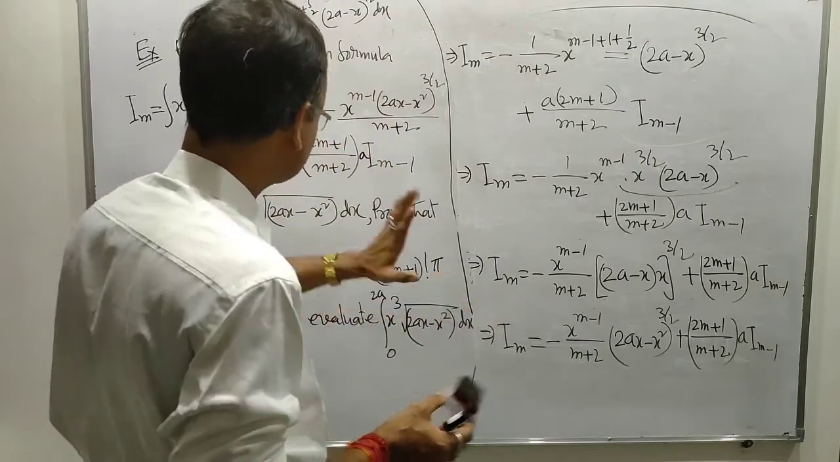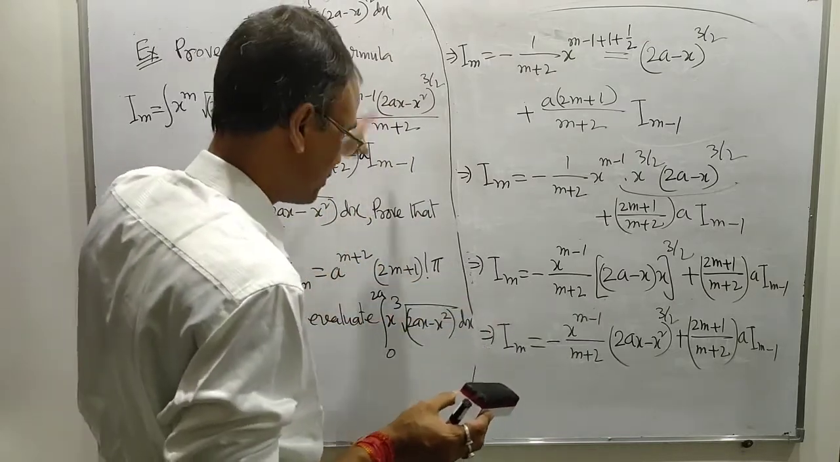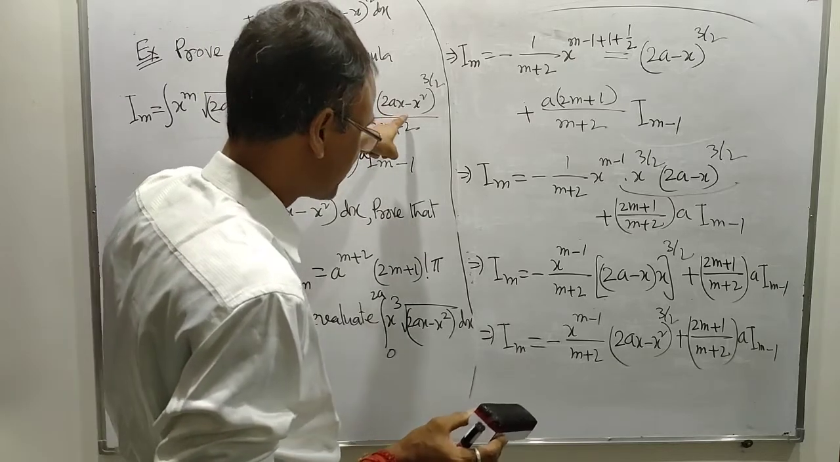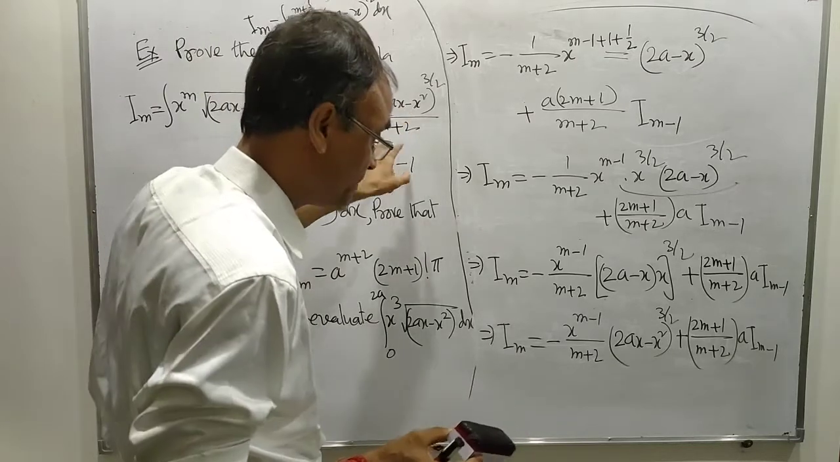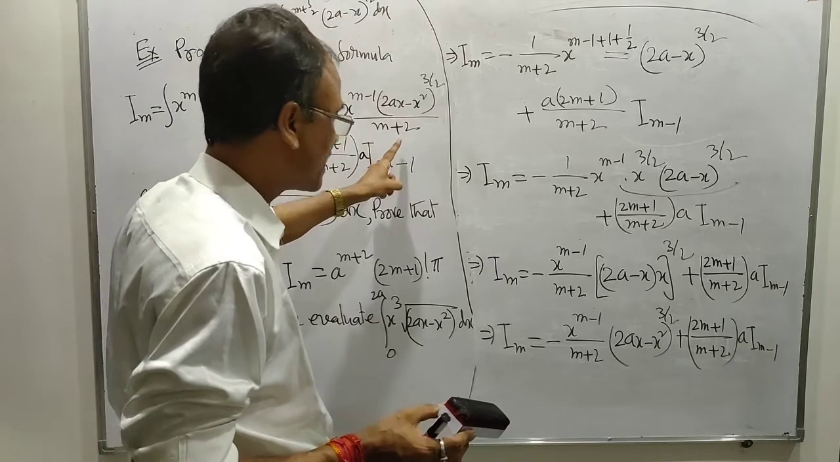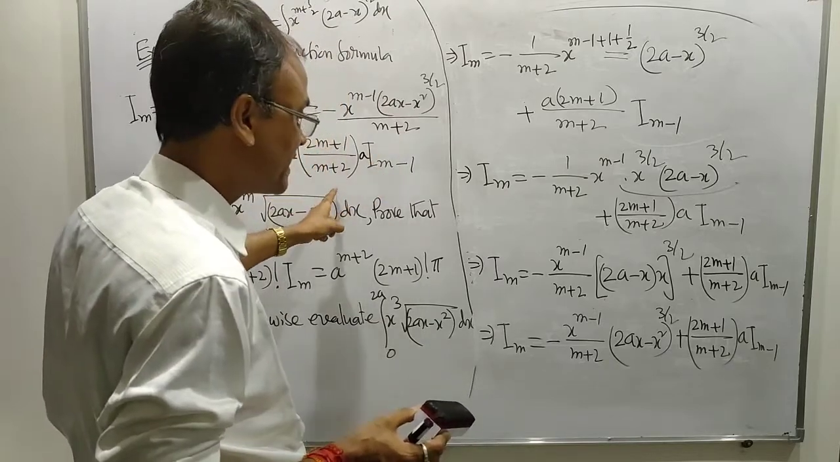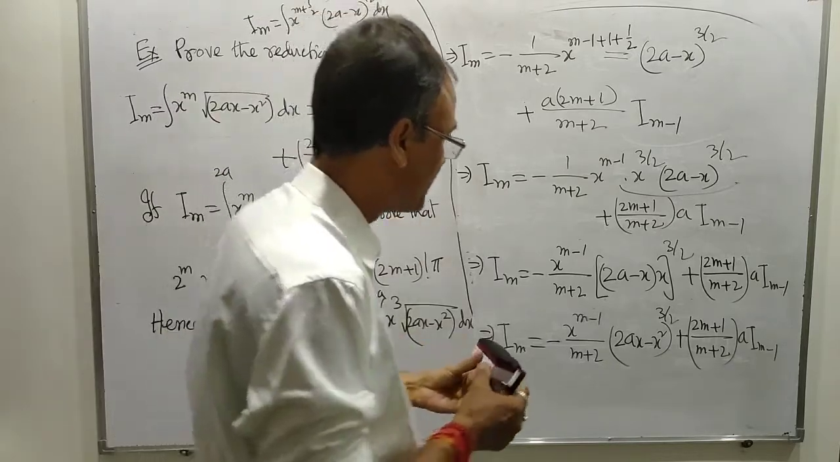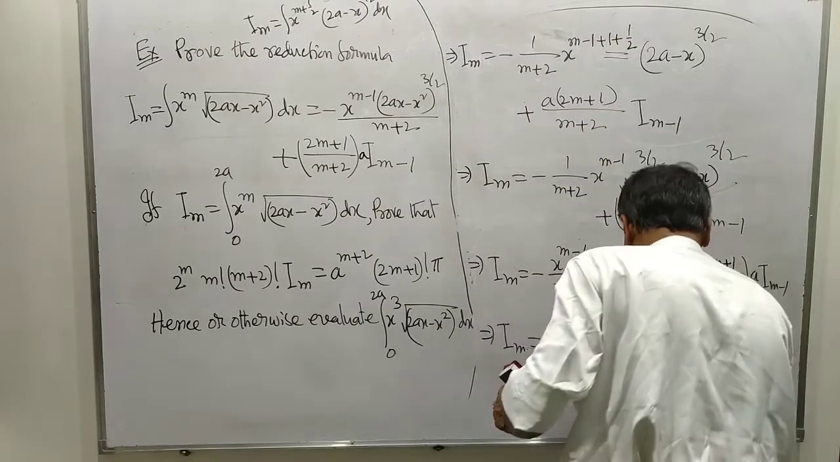This is equal to this. Now minus x to the power m minus 1 (2x minus x square) whole to the power 3 by 2 divided by m plus 2. It must be m plus 2, I am very sure. Plus (2m plus 1) divided by m plus 2, I_(m minus 1). Hence proved.